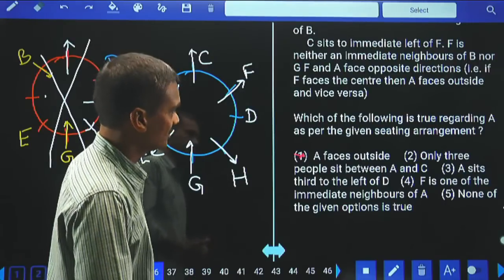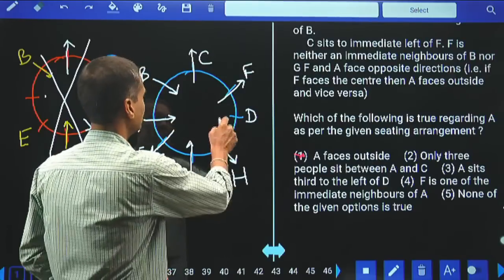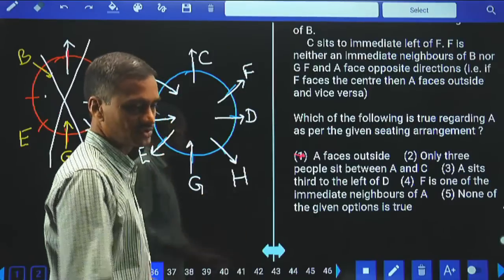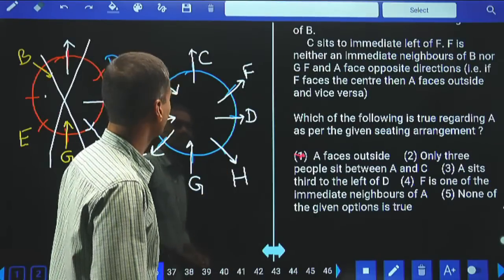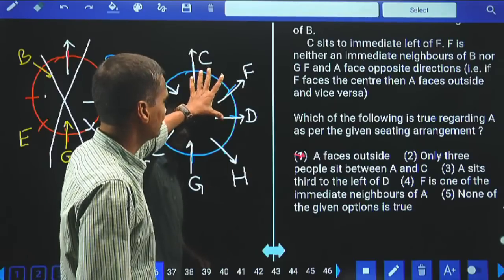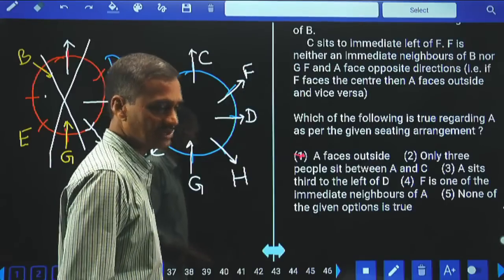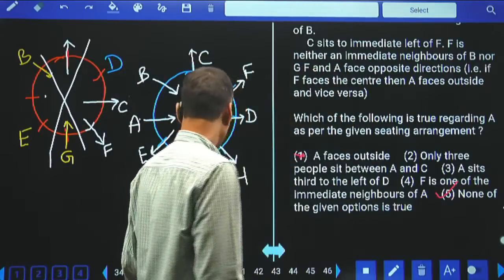Then choice 3, A sits 4 to the left of D. Now this D is also away from the center. A sits 4 to the left of D or 4 to the right of D because A and D are opposite. That is also ruled out. F is one of the immediate neighbors of A. F is neighbor to C and D but not to A. Choice 4 is also ruled out. Hence none of the given options, that is choice 5. Question number 36 is choice 4.